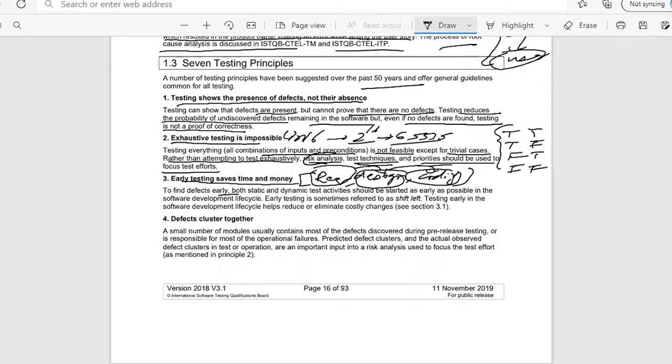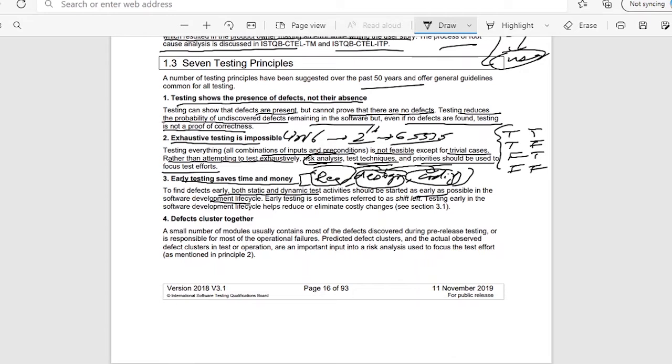To find defects early, both static and dynamic activities should be started as early as possible. Static, as we have seen, means reviews and static analysis of the requirement or of the code without running it, and dynamic means you execute test cases. So it should be started as early as possible in the software development lifecycle. It will save your time and money. If you find a bug in the requirement, it will take less time and money to fix it. But if this bug is replicated, for example, into the code level, after system design, low level design, and the code, then it will take a massive amount of time and money to fix it.